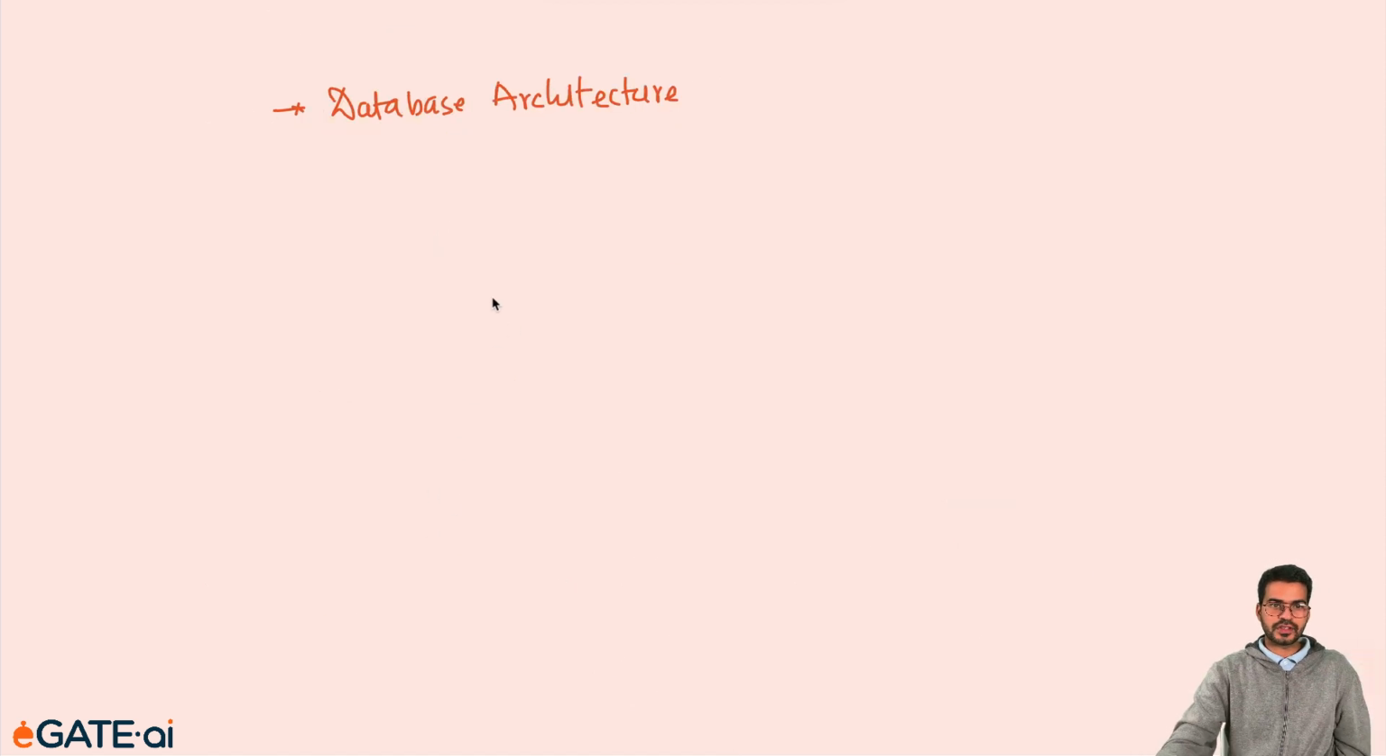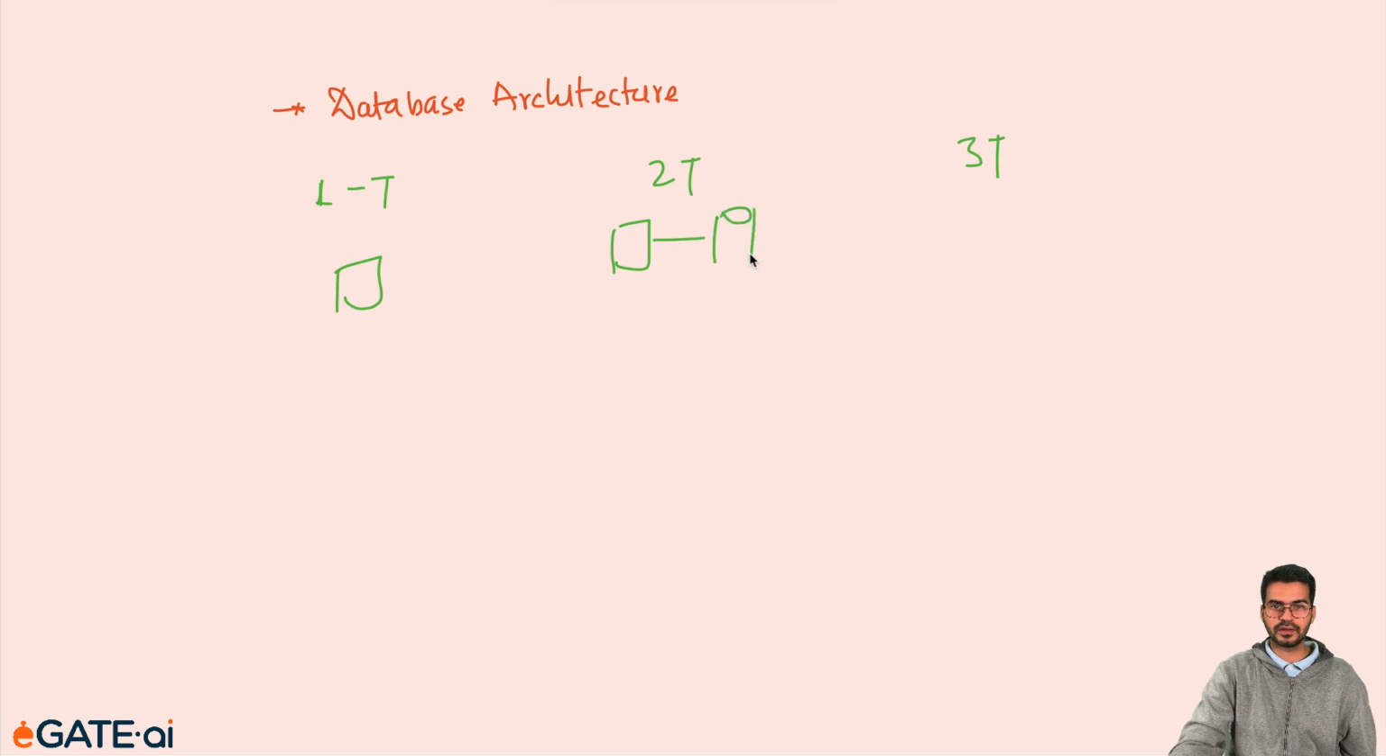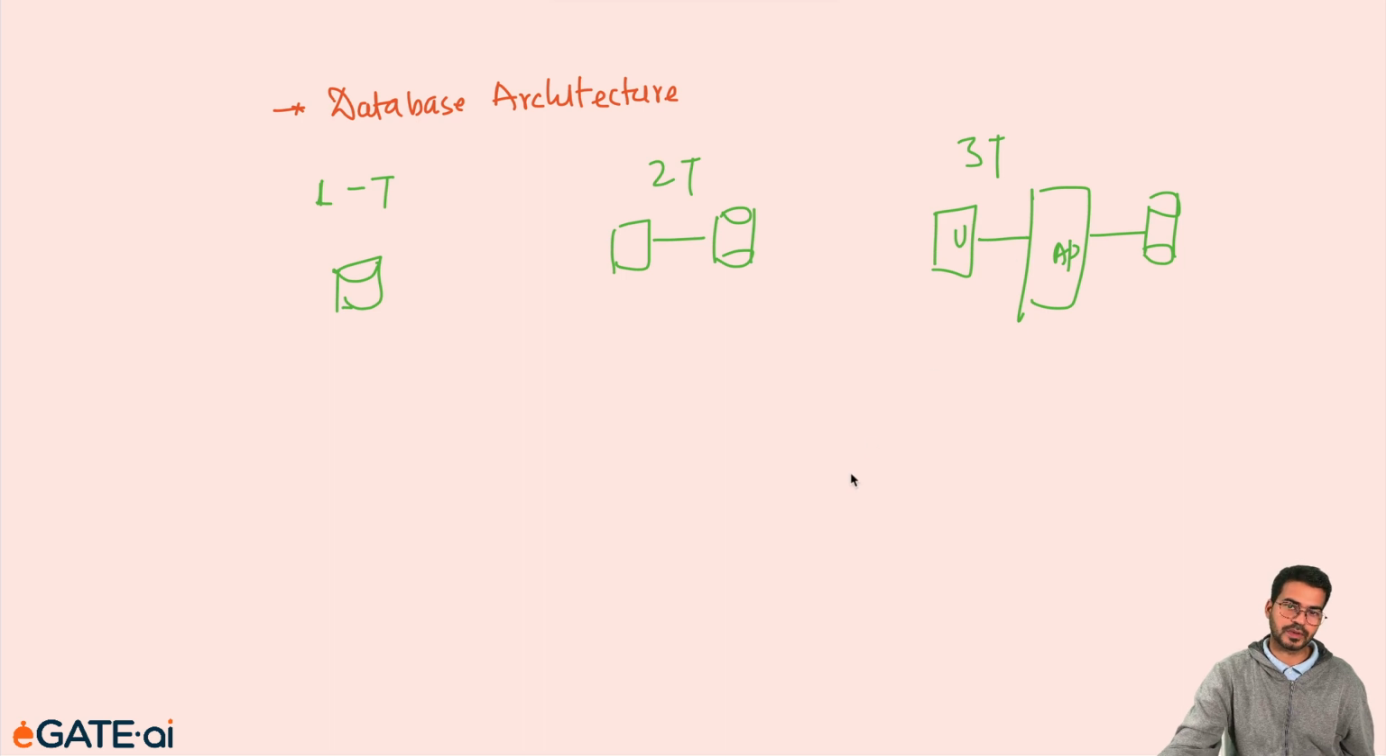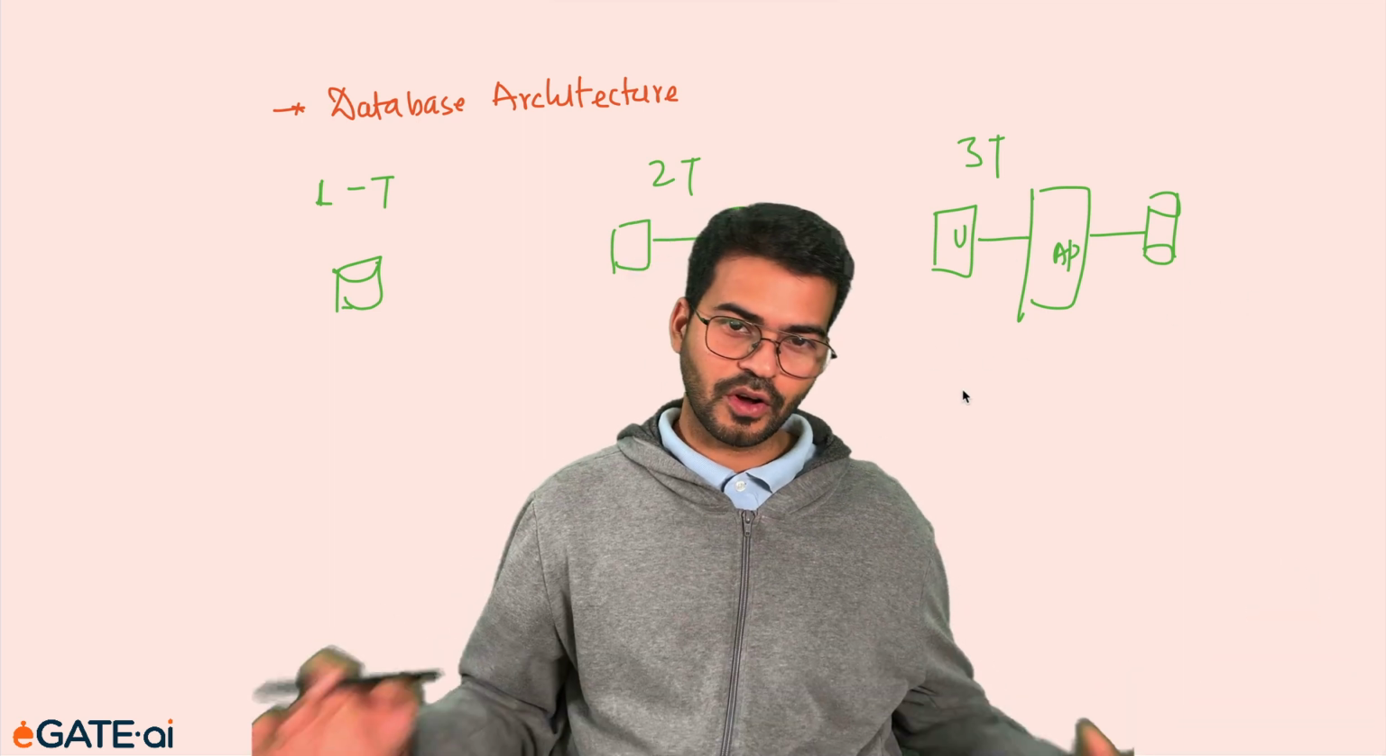And finally, we learned about database architecture, where we learned that there can be three architectures: one tier, two tier, and three tier. One tier talks about having just the database, and two tier talks about having an interface with the database. Three tier talks about having a user agent, that is the user, which interacts with the application layer, and this application layer interacts with the database. So this is basically the three-tier architecture. So this was all about the introduction.